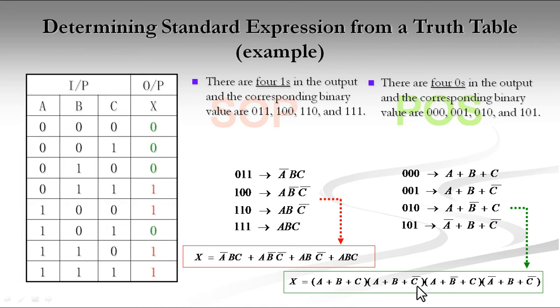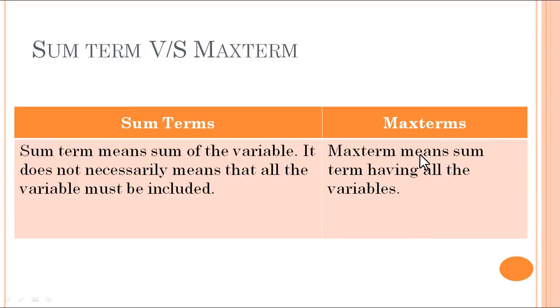So by using a table, we can write the SOP and POS expressions out of the truth table. Now what is the difference between a sum term and a maxterm? The sum term means the sum of the variables. It is not necessary that all the variables must be included in the expression. But whenever we come to the maxterm, it means a sum term where all the variables must be included.